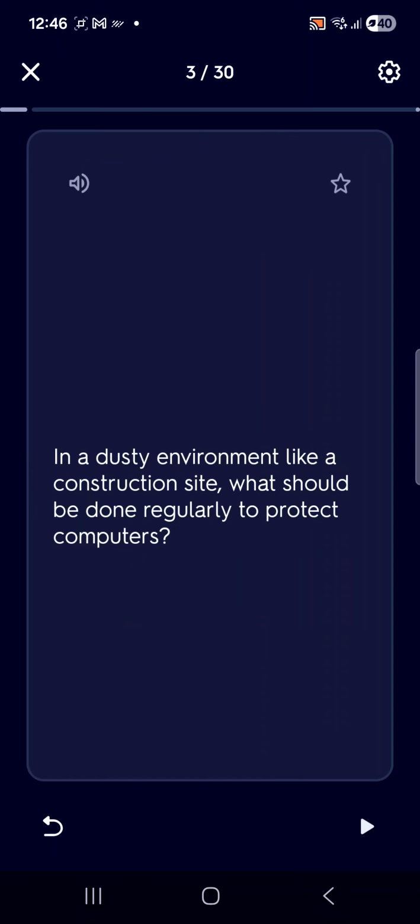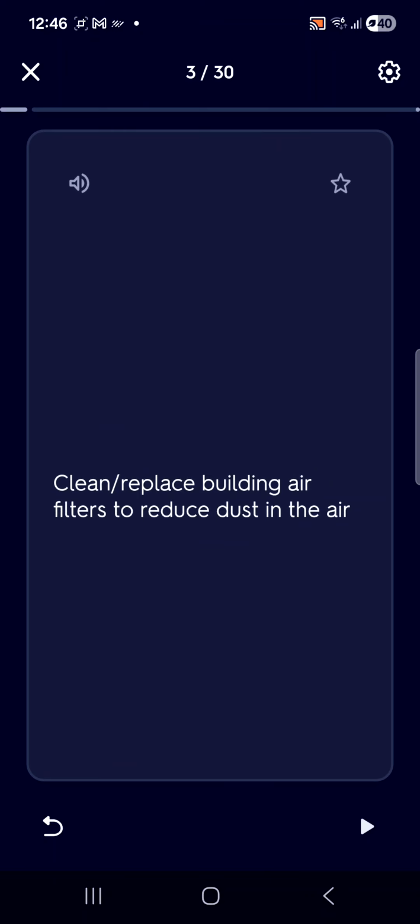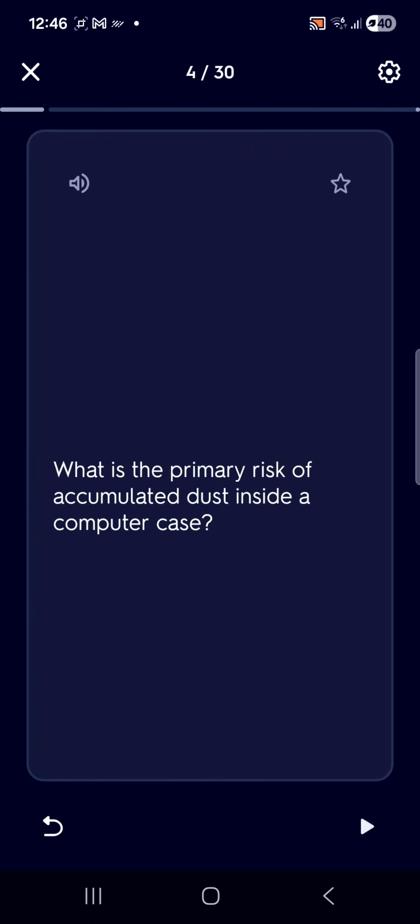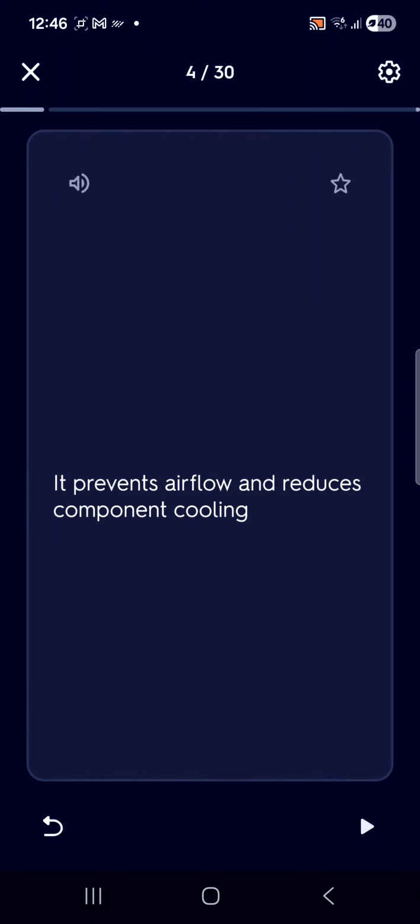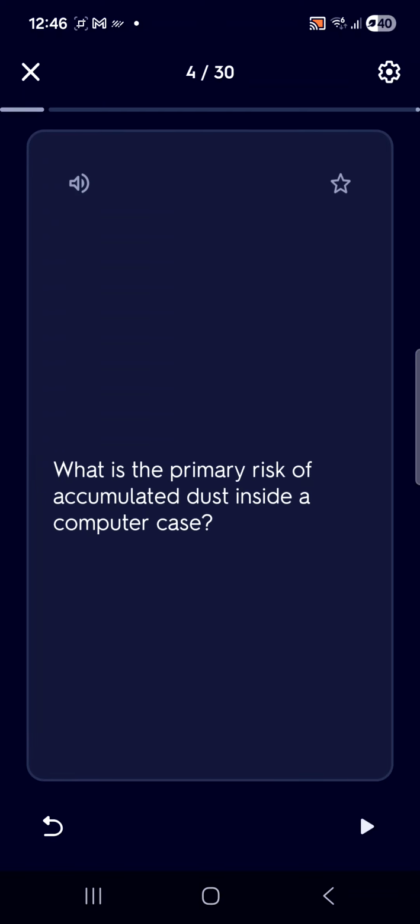In a dusty environment, like a construction site, what should be done regularly to protect the computers? Clean or replace the building air filters to reduce the dust in the air. What is the primary risk of accumulated dust inside of a computer case? It prevents airflow and reduces the components' cooling.